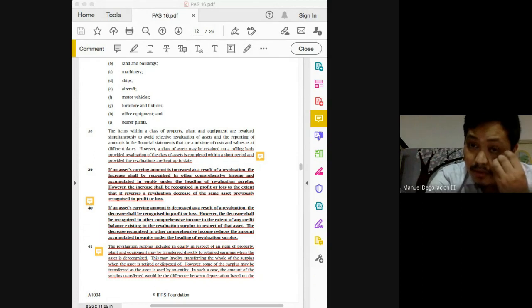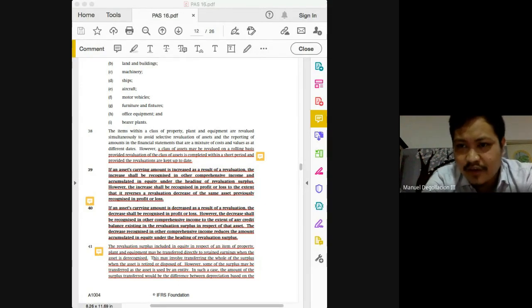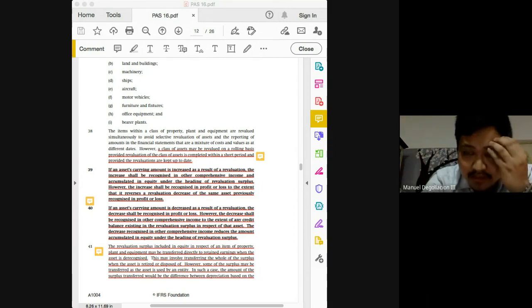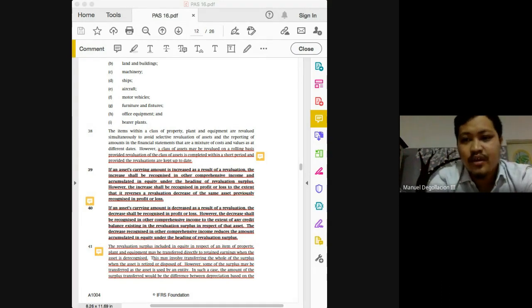I just want you to remember the single objective in revaluation, class, is to change the carrying amount to the asset's fair value. If the fair value is higher than the previous carrying amount, then there is a revaluation surplus. And again, the revaluation surplus is to be reported in your other comprehensive income in the year of revaluation.